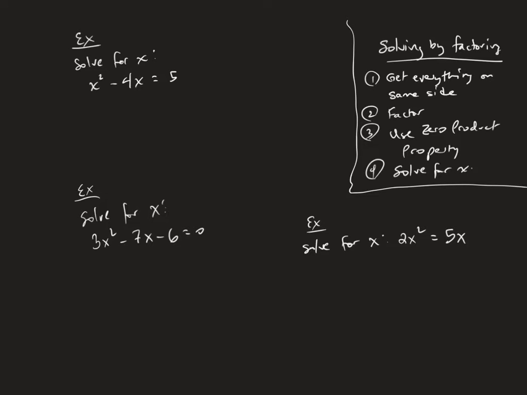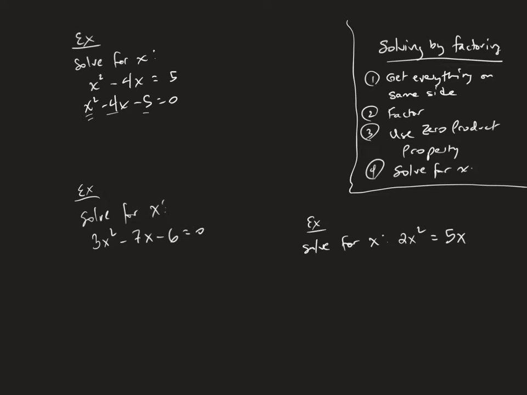So let's look at this first example. I want to solve this problem for x. So I'm going to get everything on the same side, and then I want to factor. So I want two numbers that multiply to give me -5 and add to give me -4. Those numbers will be -5 and +1.